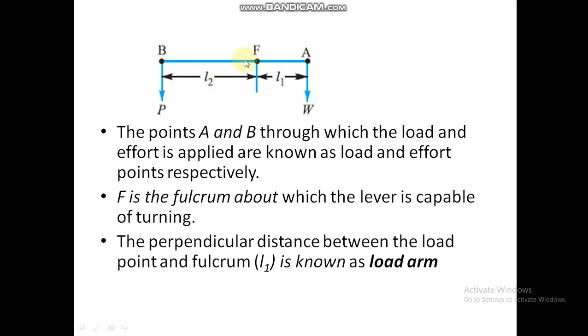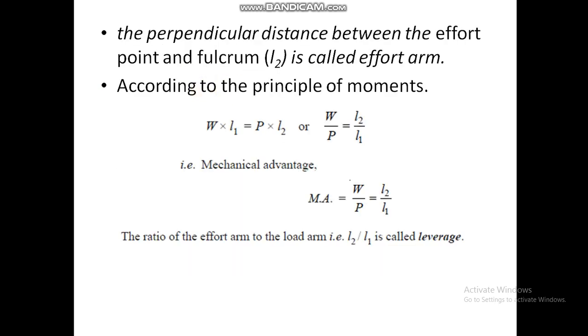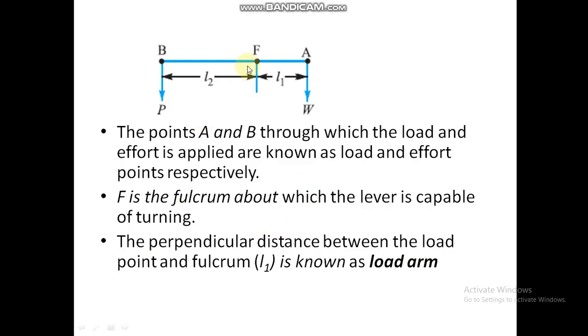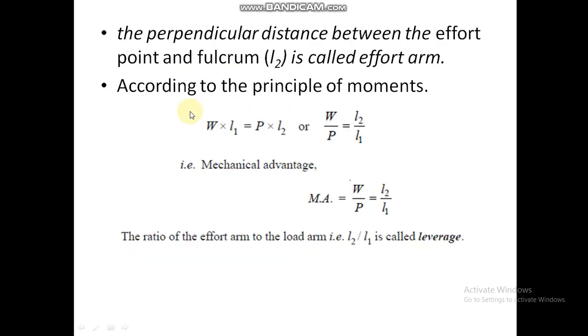F is the fulcrum. The perpendicular distance between the load point and fulcrum, this L1, is known as load arm. Similarly, this L2 is known as effort arm. According to the principle of moments, if we balance the moments about the fulcrum, this is W into L1 and P into L2. We equate both of them, W into L1 equals P into L2, and find the ratio of load upon effort, which comes out to be L2 by L1.